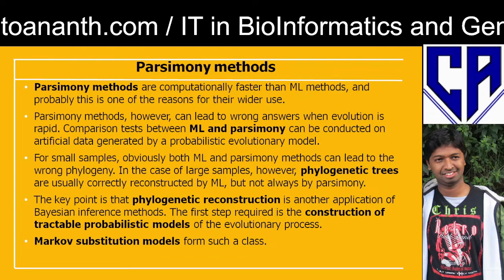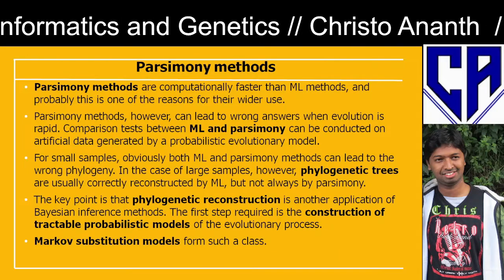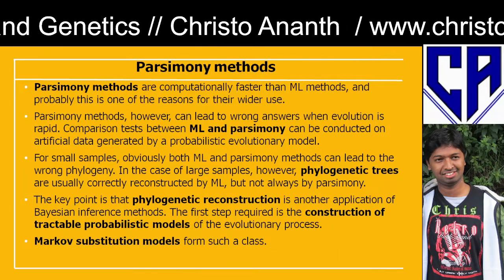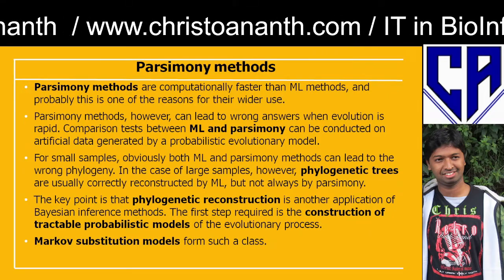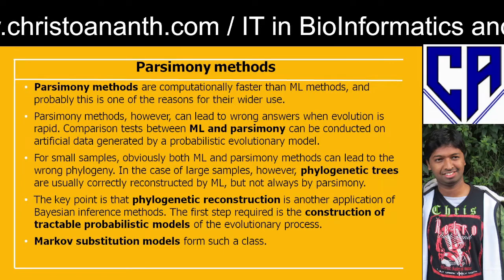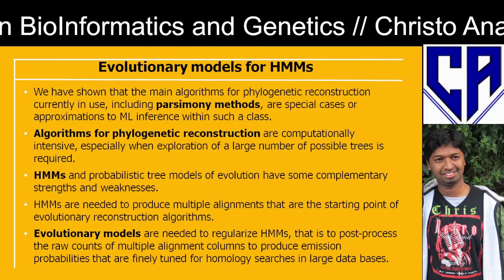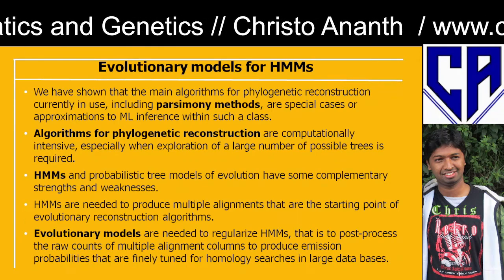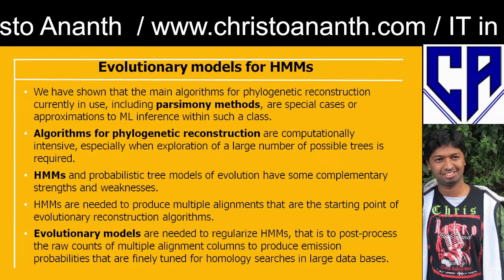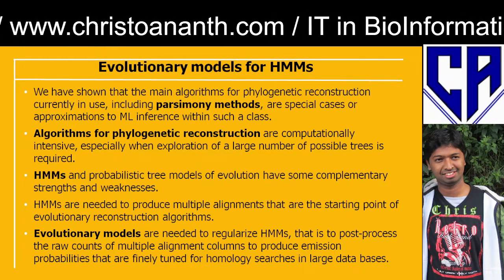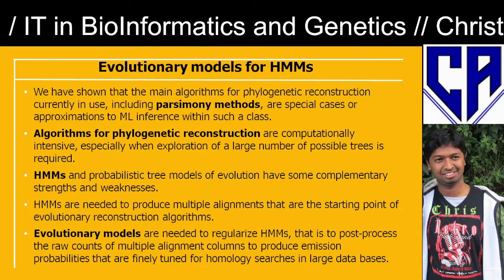As I told you, phylogenetic trees come from the evolutionary model. Phylogenetic reconstruction is an application of the Bayesian models, and from this we tend to evolve the evolutionary probabilistic model. For this case, we use the Markov substitution models, which form the class for this evolutionary model. In the case of parsimony methods, we will have several algorithms, and we tend to use the hidden Markov model for evolution as well as for strengths and weaknesses.